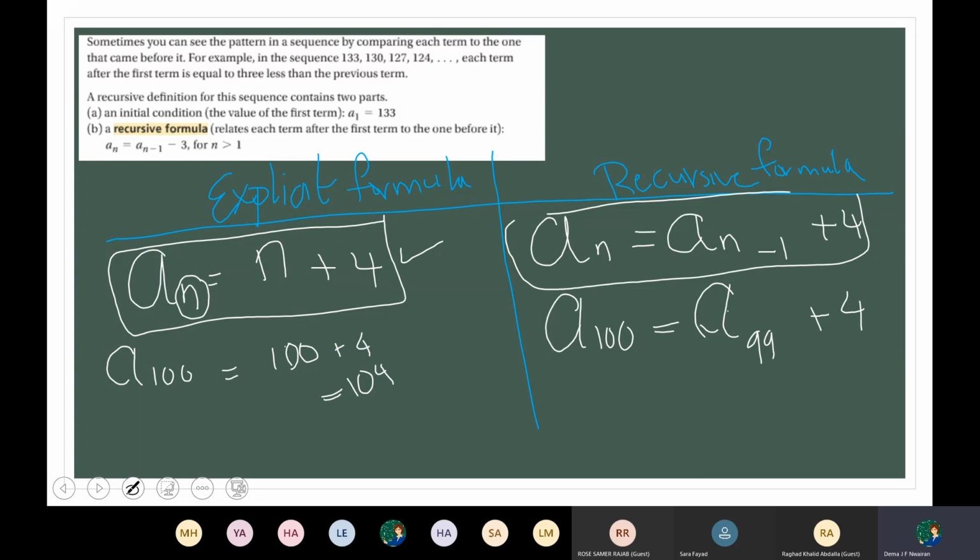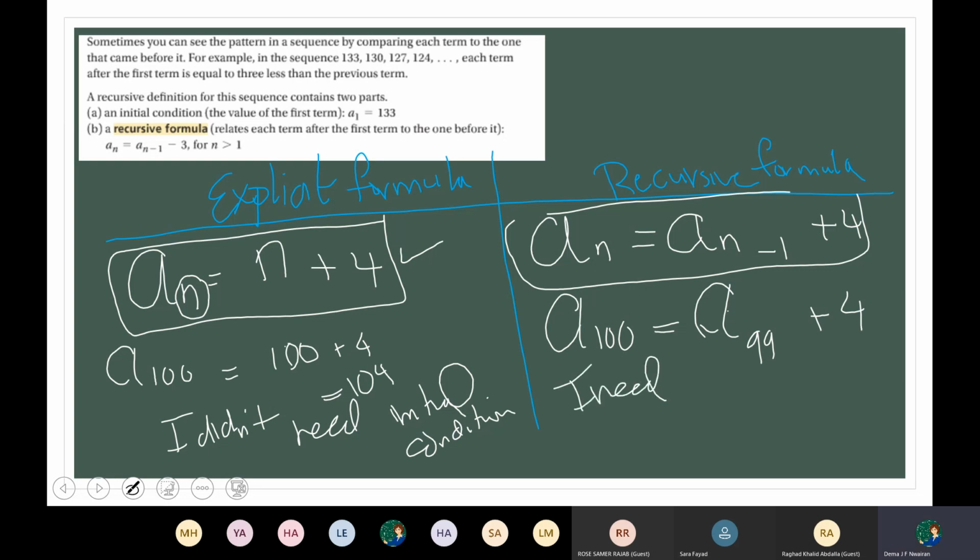The third thing, that here for the explicit formula, I didn't need an initial condition. Why? Because my formula here doesn't depend on the previous term or on the initial term. It depends only on the number of the term. But in the recursive formula, I need an initial condition. I must know from where I start.